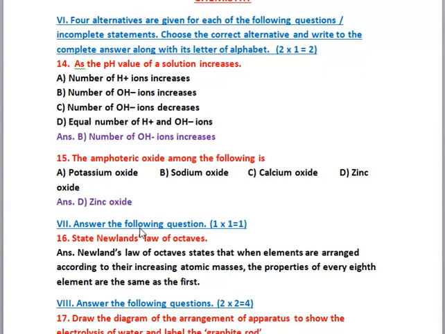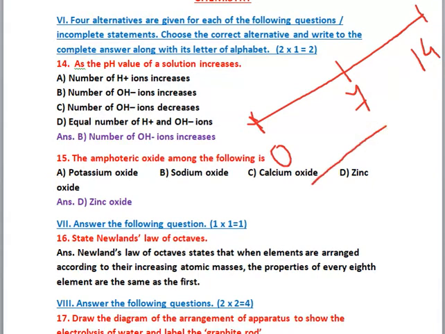So the first question which we have is, as the pH value of a solution increases. Suppose this is at the center, that is 7, neutral, this will be your 0 and this is 14, meaning the pH scale ranges from 0 to 14. As you know, as the pH value decreases, the acidic character increases, and the number of H plus ions increases. But as we move from 7 to 14, as the pH value increases, what happens? The concentration of OH ions increases, meaning basic character increases.